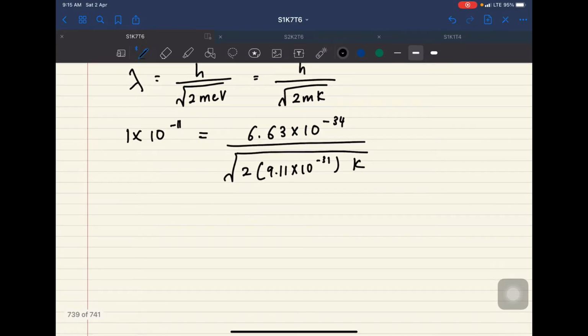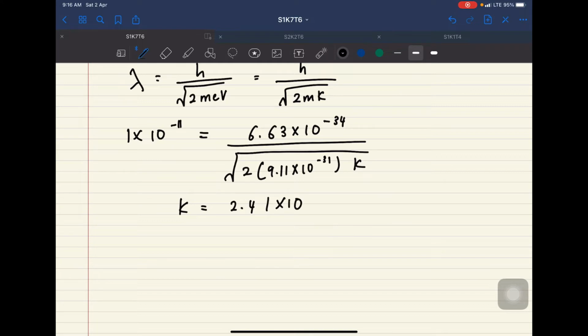Okay, so if you're not sure how to solve this one, you might have to do it one by one. So if we calculate, I got kinetic energy K, which equals 2.41 times 10 negative 15 joule.